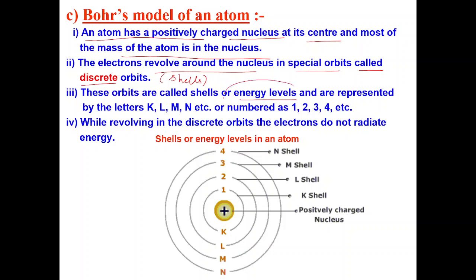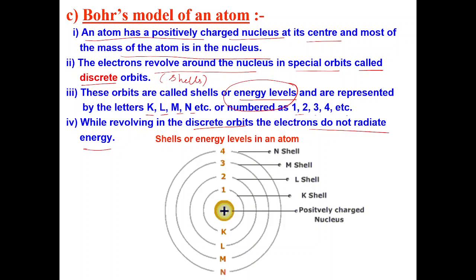This is a very important term, that energy levels are there. There is a fixed energy for the orbits. And when an electron is present in one particular shell or energy level, its energy will not change. So these energy levels are represented as K, L, M, N. They are the designations used, or they can be numbered like 1, 2, 3, 4 from the distance from the nucleus. While revolving in the discrete orbits, electrons do not radiate energy. These are the points made by Bohr's model of atom.